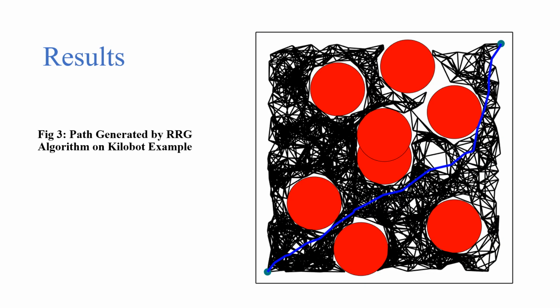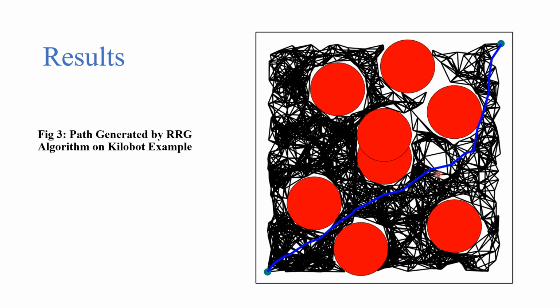I'm going to show the results. The figure on the right shows the path generated by the RRG algorithm on our kilobot example. We can see here the black edges are the edges of the graph. We can see that they approximate the free space of the robot well. We can see now the blue path being the path that was found by the search algorithm when searching on this graph. It can be seen that the path is nearly optimal. The optimal path is a straight line from here to here and then a straight line to the goal.